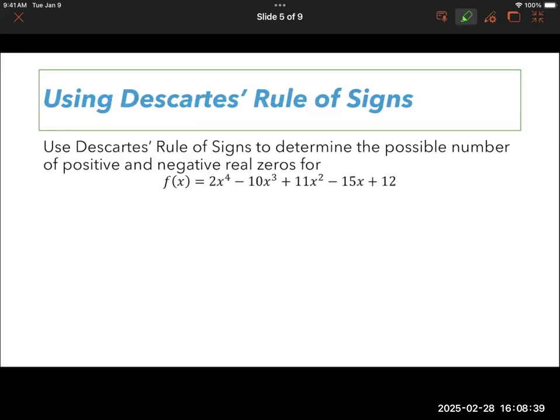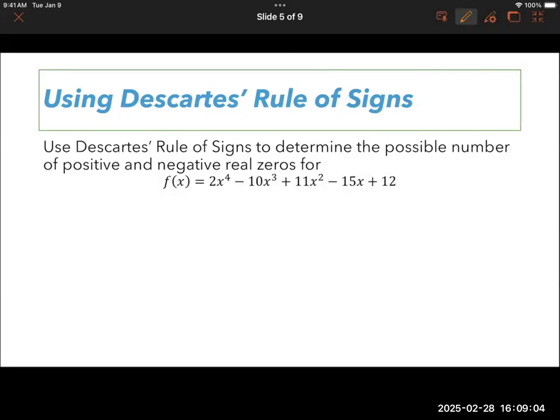So how do we do that? What does that all mean? Let's talk about it. We want to use Descartes' Rule of Signs to determine the possible number of positive and negative real zeros for the polynomial f of x equals 2x to the fourth minus 10x cubed plus 11x squared minus 15x plus 12.